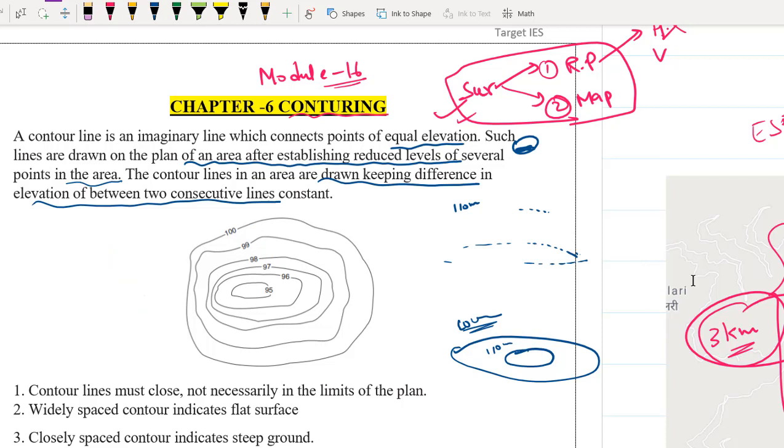So always whenever you see the map, you will be seeing 100, 99, 98, 97, 96, 95 like that only, or 100, 110, 120, 130 like this. Okay, I hope it is very clear, right? Basically we will be keeping the elevation difference the same between two contour lines.